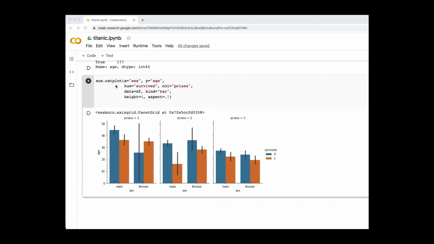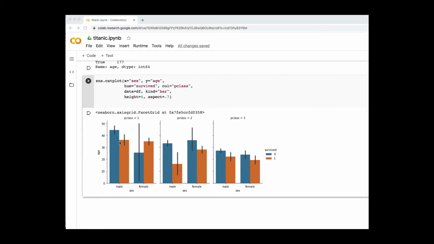This is the cat plot on the Titanic data showing the statistic of the mean age across several groups of passengers. Now, what are the several groups? Well, to begin with, this mean age that is shown by this bar is around 45. So this bar represents all the male passengers who died, because the blue is survived equal to zero. That's basically who died. So all the male passengers who died in class one is shown by this bar. So the mean age of this group is around 45.